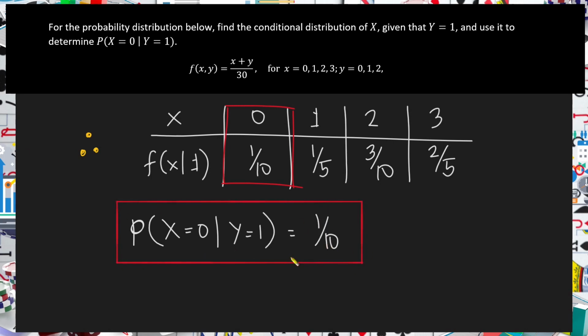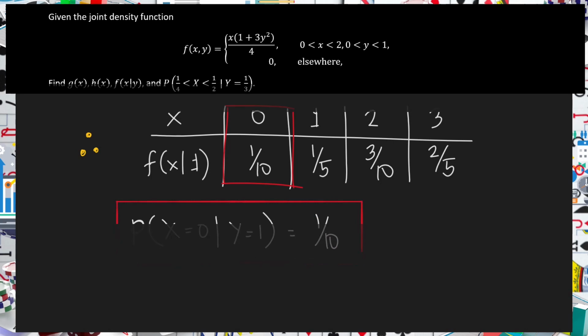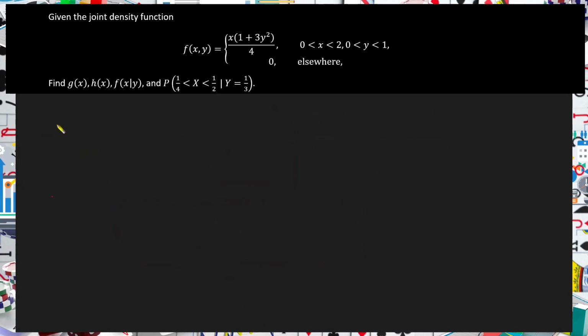Moving on to our next example, continuous random variables naman. Given the joint density function, f of x, y equal to, we have x times 1 plus 3y squared over 4 for values of x between 0 and 2, and values of y between 0 and 1, and then 0 elsewhere. Find the marginal distribution g of x, h of y, conditional distribution f of x given y, and the probability that x will have a value between 1/4 and 1/2 given that y is equal to 1/3.